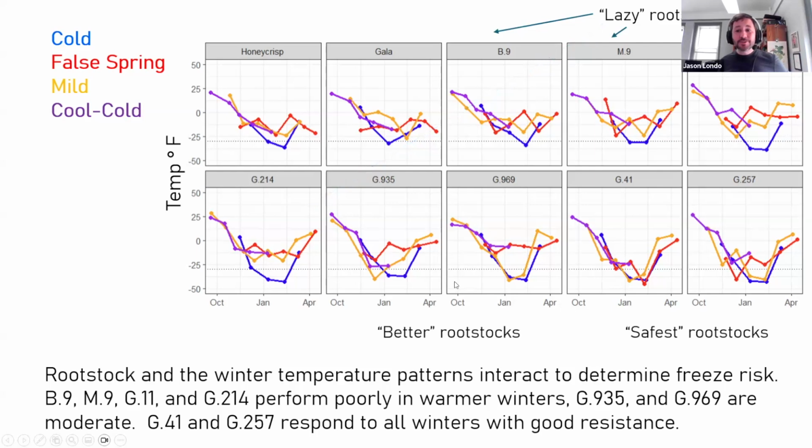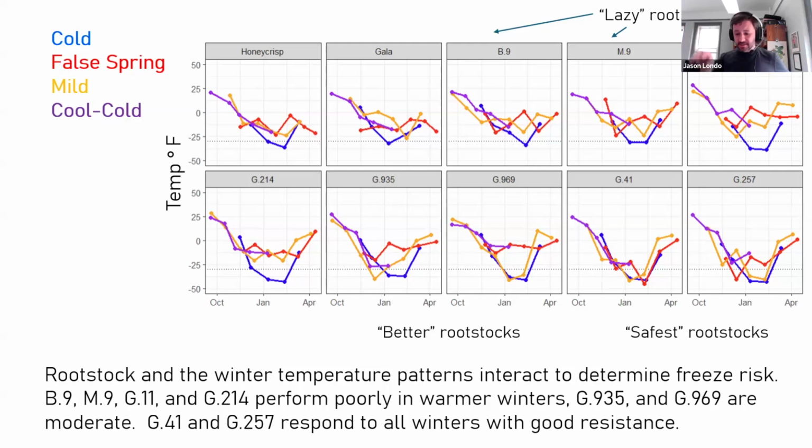935 and 969 do a little bit better, where they have deeper cold hardiness. Here you can see 935 in the purple, and the orange years are just as good as the blue year. Bad in that warm fall spring. 969 this year is also looking very weak, but in 2 of the 4 it did okay. And then in G41 and G257, we see good cold hardiness in all 4 years. And so we're starting to see segregation of the different rootstocks as they relate to cold years and warm years.